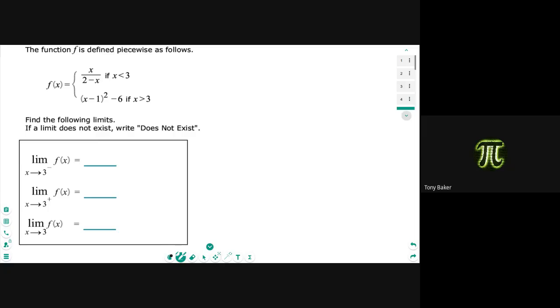Kind of equate, well, it says it. This is a piecewise function. So the limit as x goes to 3 from the left, which equation am I using? First or the second? First, because x is less than 3. So I've got 3 over 2 minus 3. So that's -3.